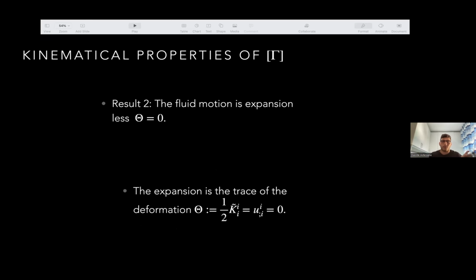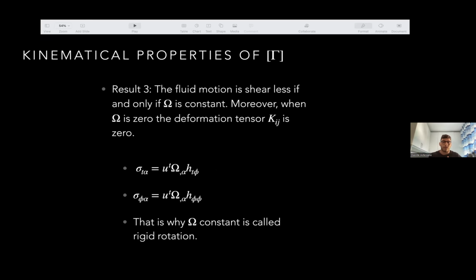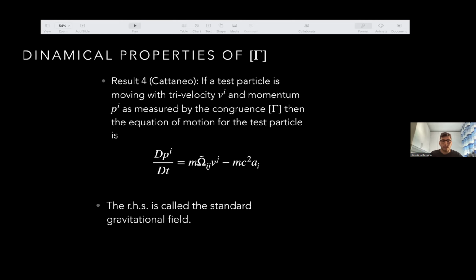The expansion again is the trace of the deformation tensor. The third result is that the fluid motion is shearless if and only if omega is constant. Omega is the angular velocity as measured from an inertial asymptotic observer. I'm going to talk about it later. So shearless means constant omega. That is why constant omega is called rigid rotation, because the fluid is expansionless and the deformation tensor is 0.